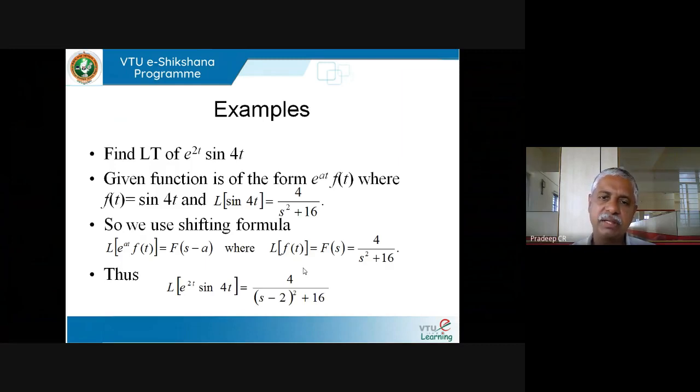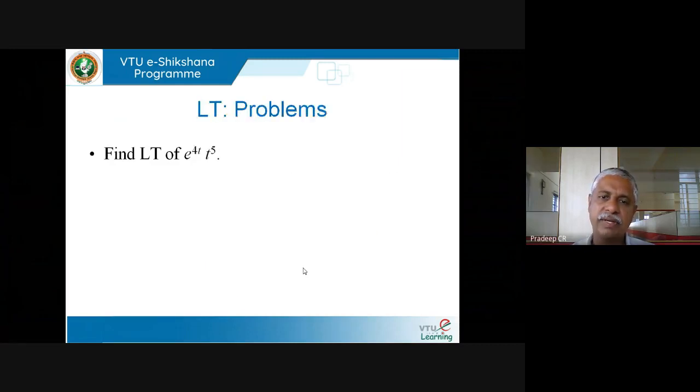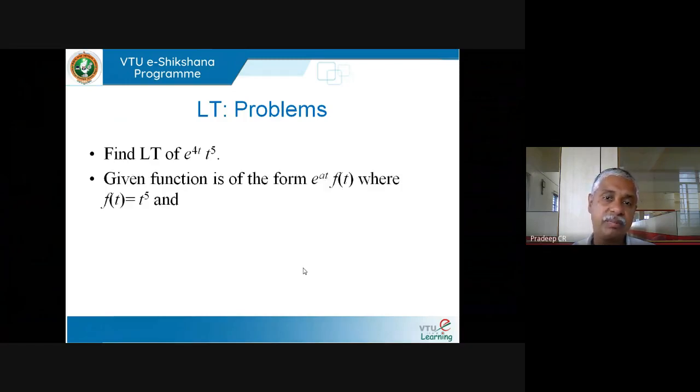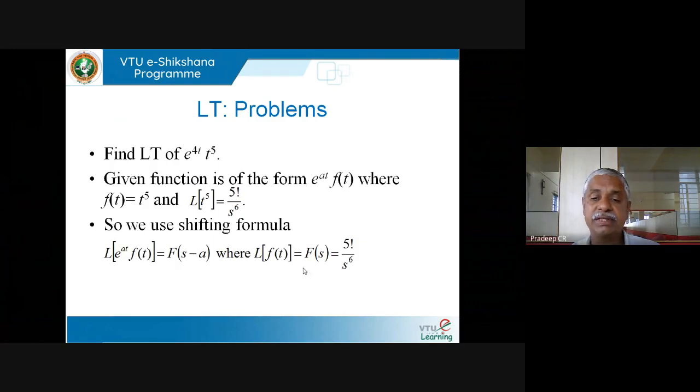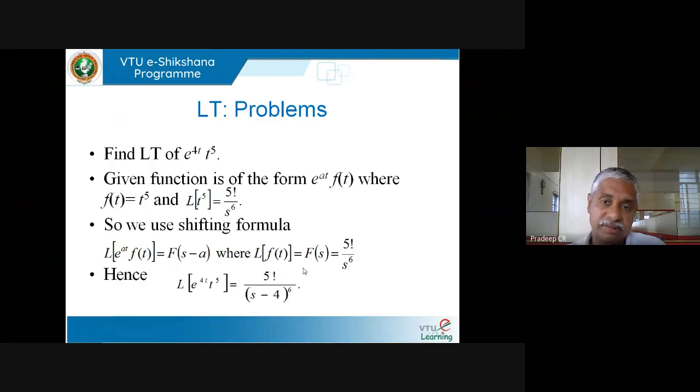Same thing here: Laplace of e power 4t, t power 5. Here again, I'll find Laplace of t power 5. That's easy, I know that. But this is of the form e power at f(t). So I find Laplace of t power 5, which is 5 factorial divided by s power 6. And now I throw out s and replace it by s minus a, which is 4, so it is s minus 4. That's about it. It's as simple and straightforward as that.